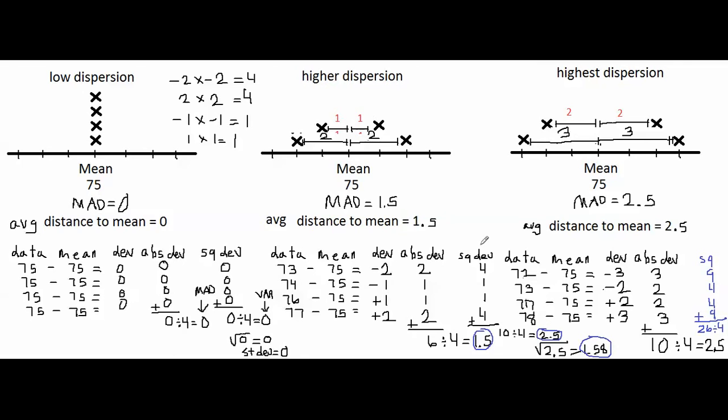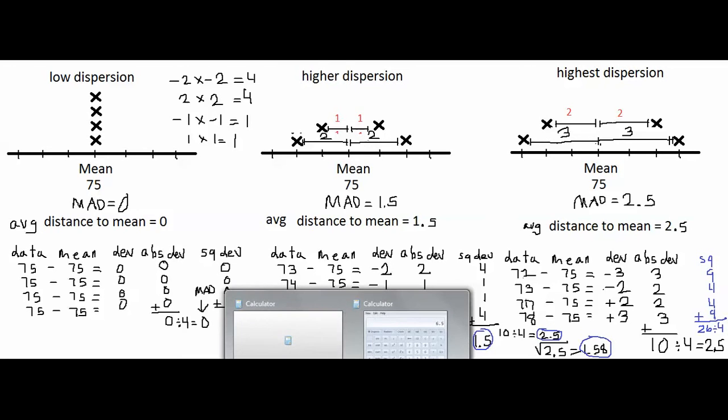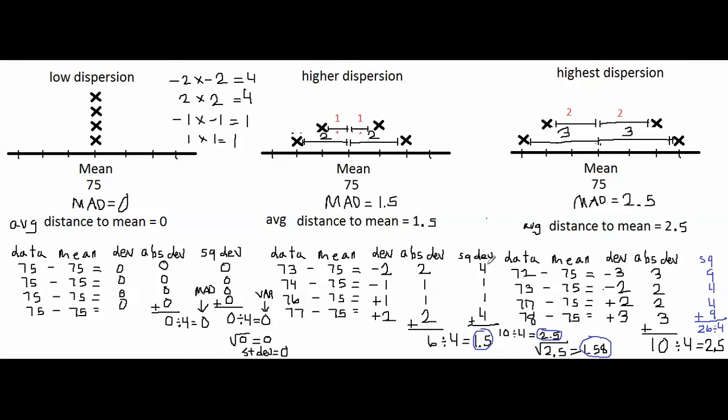With this data set, when I added the squared deviations and divided by 4, my variance came out to 2.5. But now in this data set, when I added the 4 squared deviations and divided by 4, I got a variance of 6.5. So the variance did go up. And it went up just because the squared deviations are bigger. Instead of being 4s and 1s, the squared deviations are now 9s and 4s.